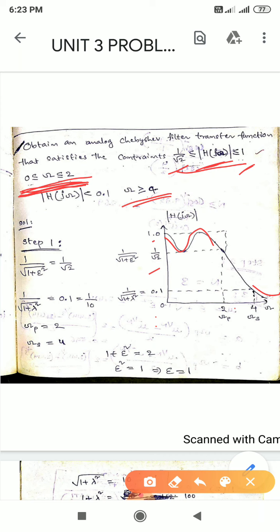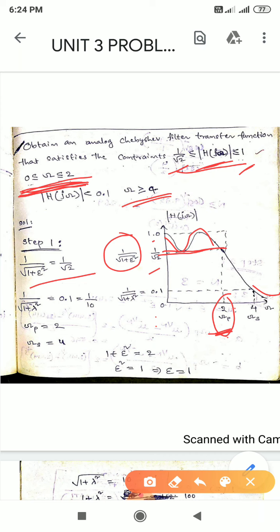At omega equal to 2, that is the pass band frequency. At this pass band frequency the magnitude is 1 by root 2. From the design of the Chebyshev filter, this magnitude is equal to 1 by square root of 1 plus epsilon square. So 1 by square root of 1 plus epsilon square is equal to 1 by root 2.